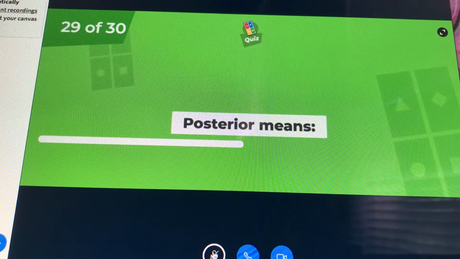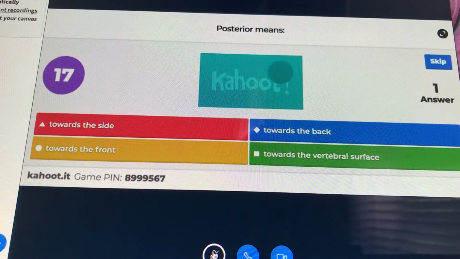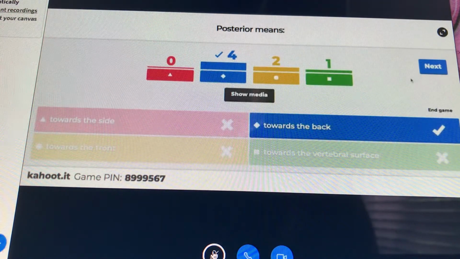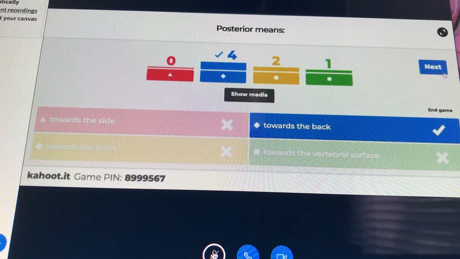Posterior means towards the back. Towards the front would be what term? Anterior. Anterior, right. Towards the side would be lateral.